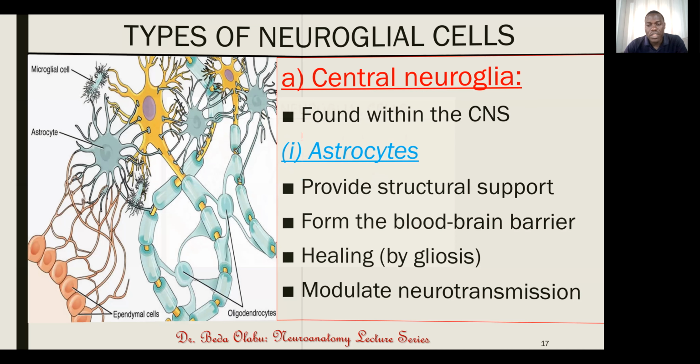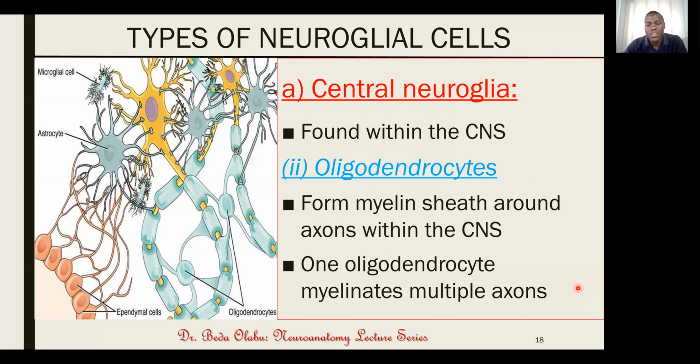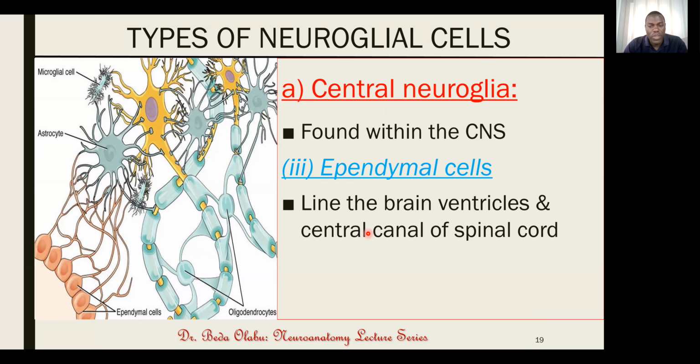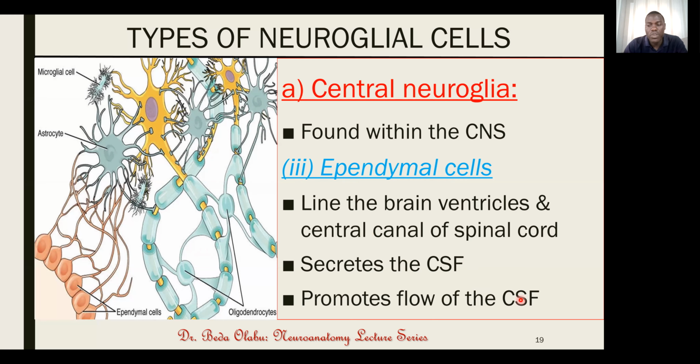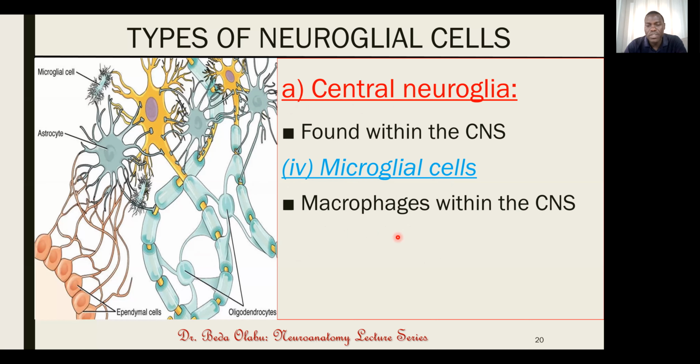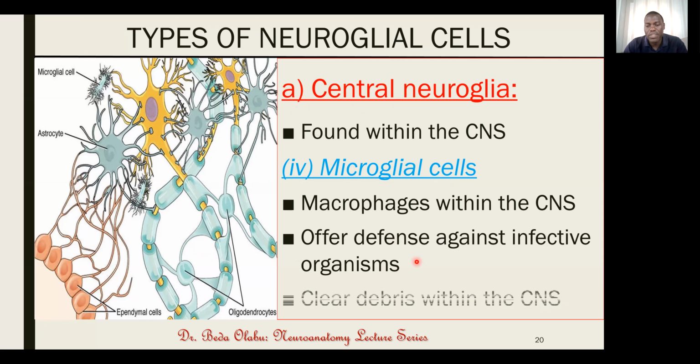Oligodendrocytes form myelin sheath around the axons of neurons within the central nervous system. And what is important for you to note is that one oligodendrocyte will myelinate multiple axons, as you can see in this case. Ependymal cells line the brain ventricles as well as the central canal of the spinal cord. Now, they're important in secretion of CSF, but they also promote the flow of CSF because of the ciliary activity of the ependymal cells, and especially the ones on the central canal of the spinal cord. Microglial cells are macrophages within the central nervous system. They offer defense against infective organisms. They also clear debris within the central nervous system.